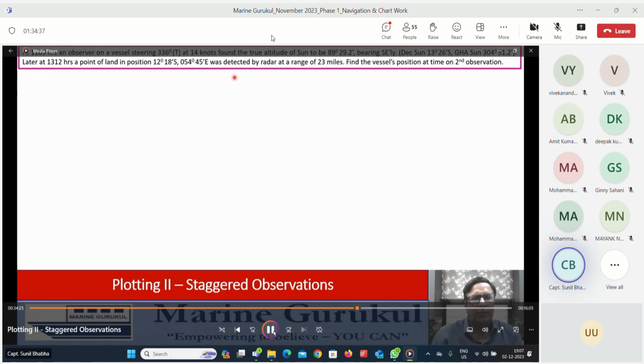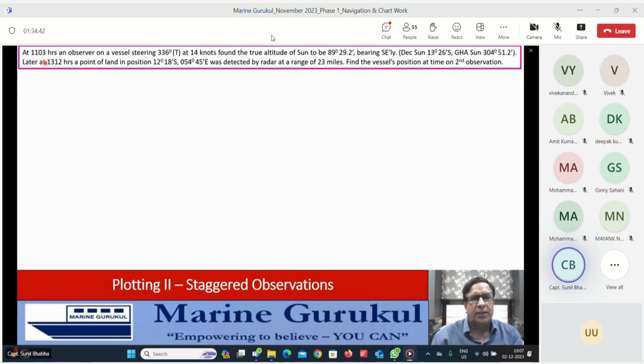Now, before we start with the question, I'm sure all of us would agree from our knowledge that at 11:03, it's a high altitude celestial observation. So we get a position circle with GP of the sun as the center and TZD as the radius. At 13:12, we again get another position circle with the point of land as the center and radar range as the radius. Now, since we have two position circles separated by a certain interval, we need to run up the first position circle.